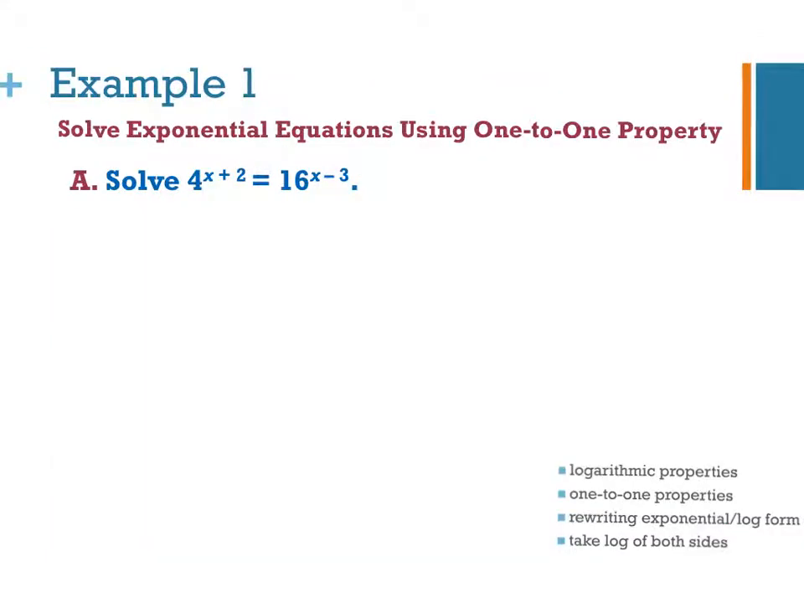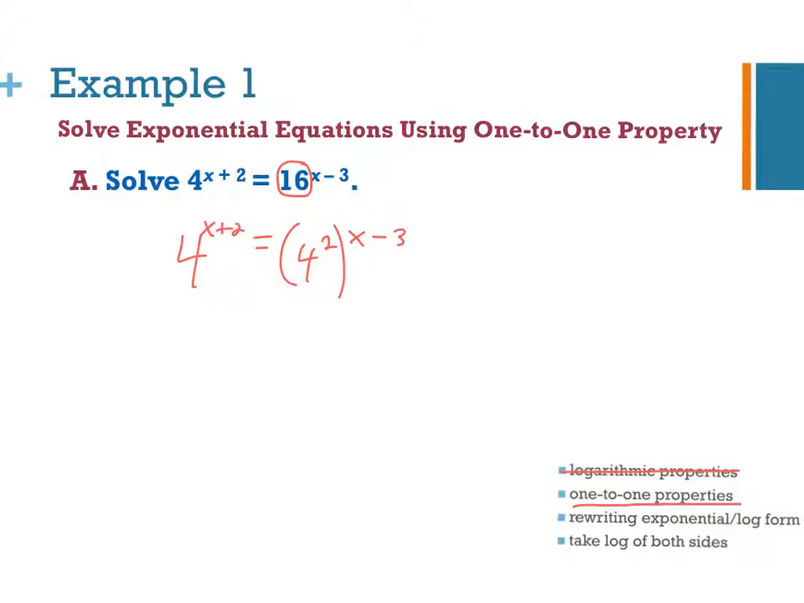So let's take a look at our first example. If we run through our checklist, we have 4 raised to the x plus 2 power equals 16 raised to the x minus 3 power. In the first case, we can't use any logarithmic properties because there are no logarithms at all. In the second case, we can't use one-to-one properties yet. However, I can write 16 as a base 4, or I could even write both 4 and 16 as base 2s. Since 16 is a base 4, I can write that as 4 squared. Remember, I still have the power of x minus 3 outside, and it's still equal to the other side of 4 to the x plus 2.